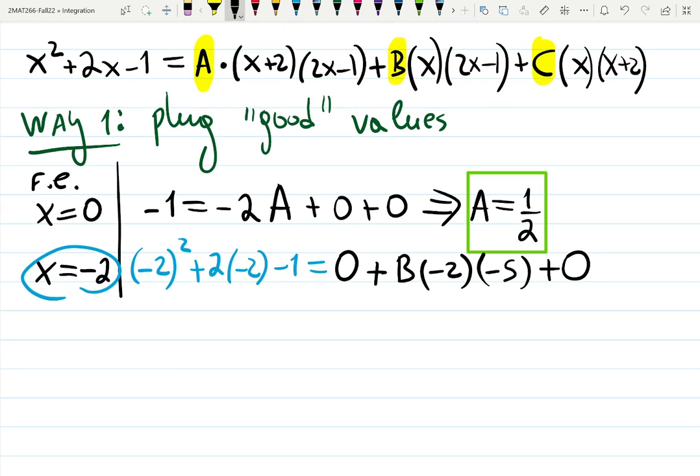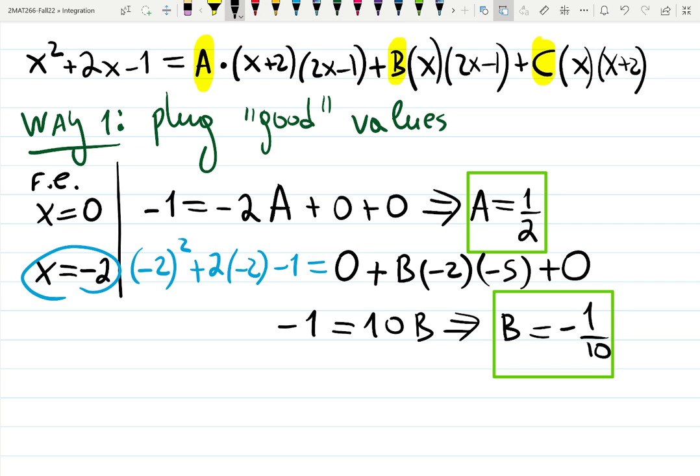Now we can solve for B. Simplify left-hand side, right-hand side. -4 plus 4 is 0. So -1 minus 1 equals 10b. B, and put it in the box, is -1/10. Put it in the box.